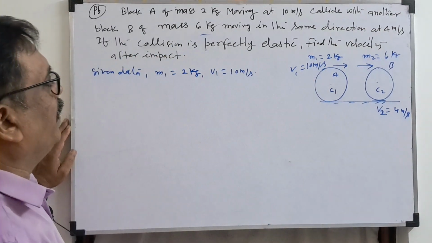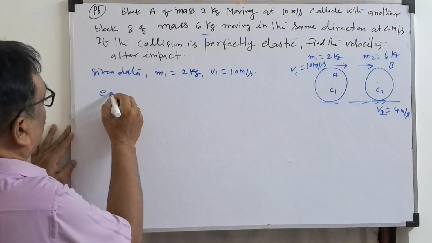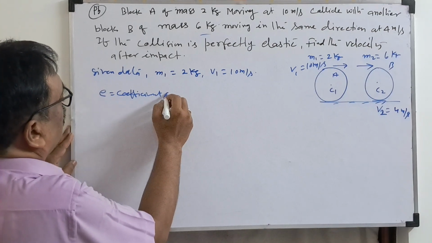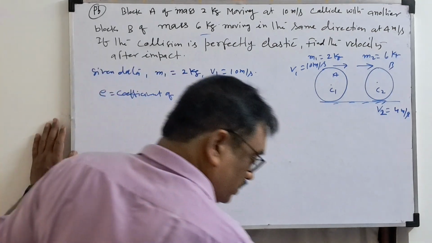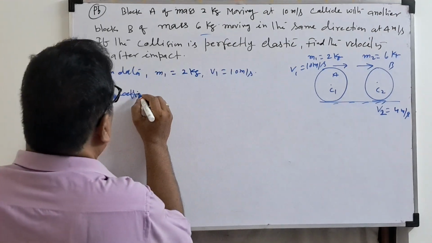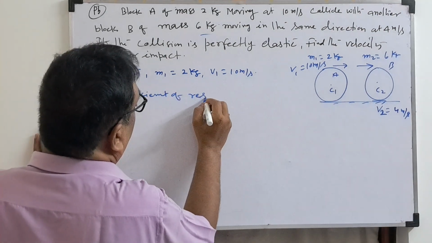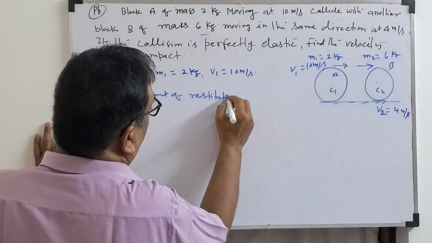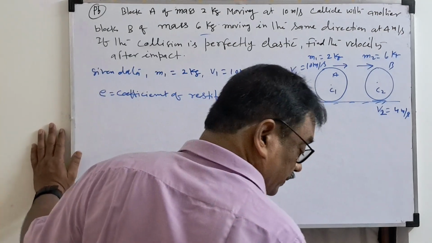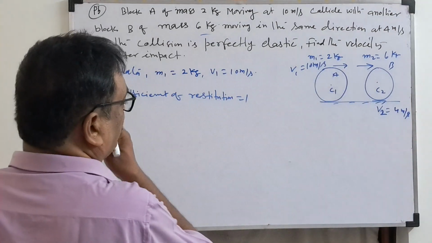If the collision is perfectly elastic, that means the coefficient of restitution will be 1. The coefficient of restitution will be 1 for an elastic body.